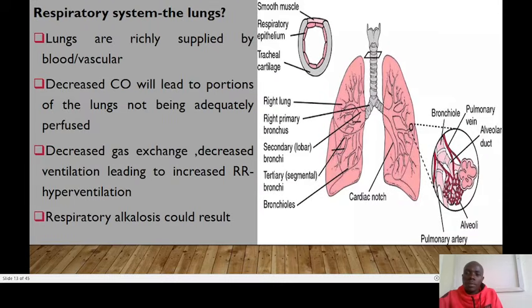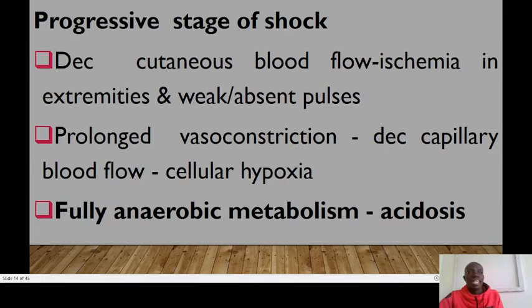Also, the respiratory system is going to respond to this. So, lungs are richly supplied by blood. They are vascular organs. So, when you have decreased cardiac output, this will lead to portions of the lungs not being adequately perfused. So, we'll have decreased gas exchange, and the decreased ventilation will lead to increased respiratory cycles. So, someone will hyperventilate. So in the first place, the acid-base imbalance that is likely to result will be respiratory alkalosis, right? Okay, so that marks the end of the compensatory stage.